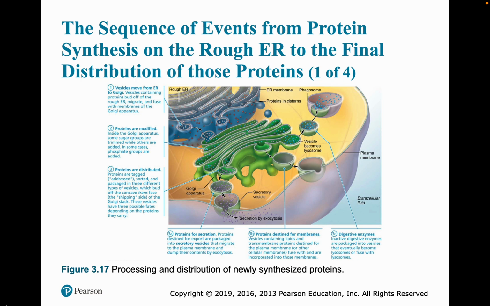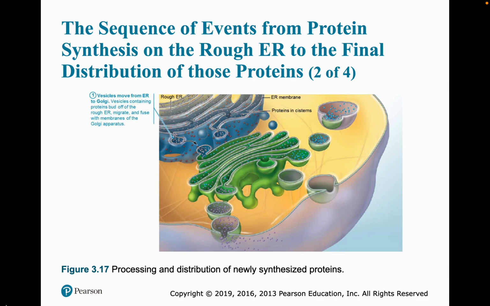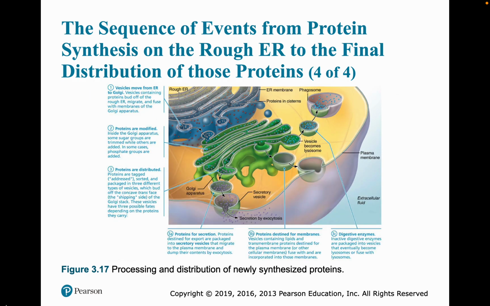So if we look again at the sequence of events from protein synthesis on the rough ER to the final distribution, it starts with proteins being built into the rough endoplasmic reticulum. When they reach the end of the endoplasmic reticulum, they are packaged in a vesicle that goes off the trans side of the endoplasmic reticulum and merges with the cis side of the Golgi apparatus. They then move through the Golgi apparatus where they are concentrated, modified, and put into whichever pathway they are going in, either A, B, or C, as we just discussed.